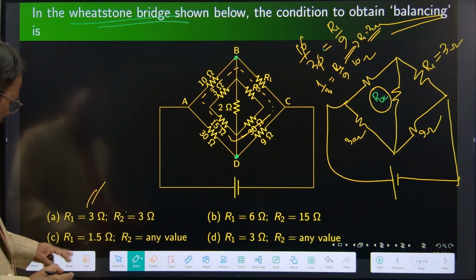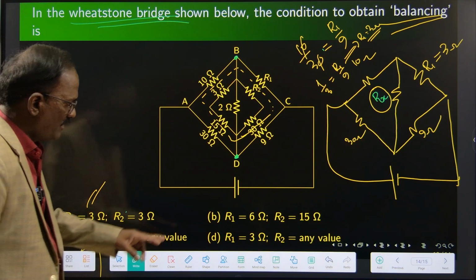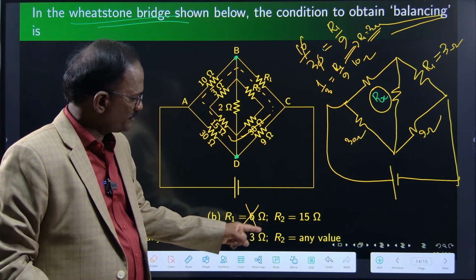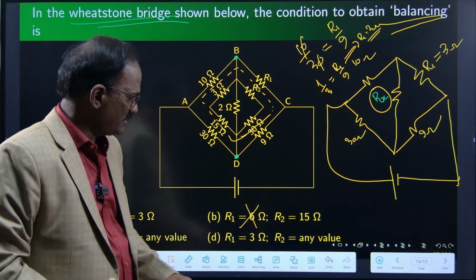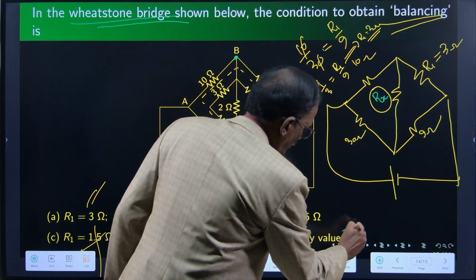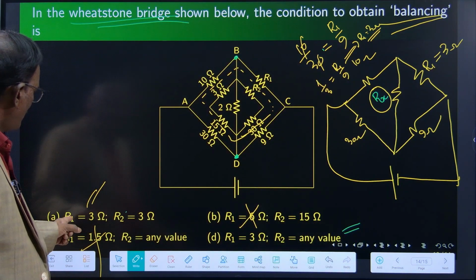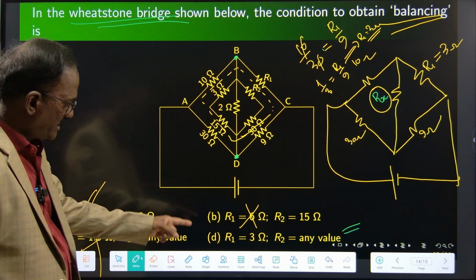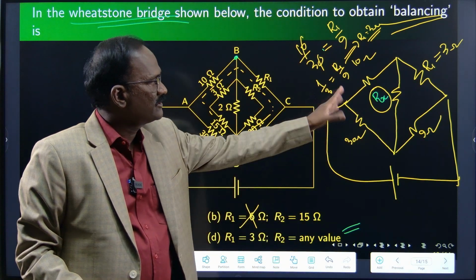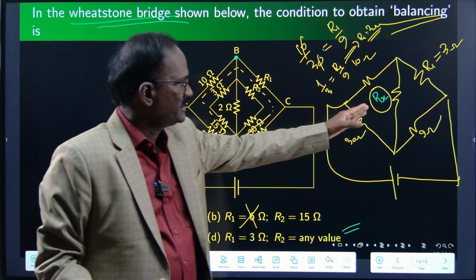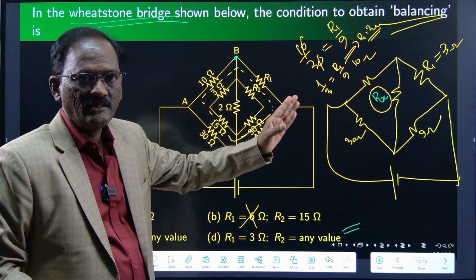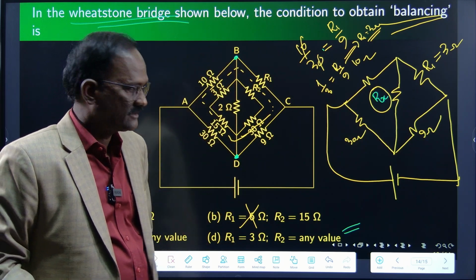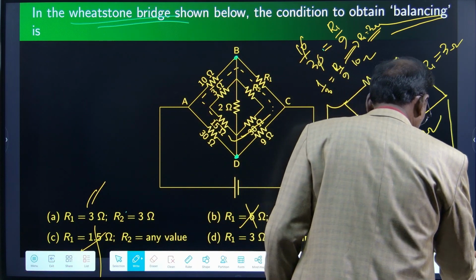This is also true. R1 is equal to 1.5 ohms. R1 is equal to 6 ohms. Here R1 is equal to 3 ohms. R2 is equal to any value. This is the most appropriate answer. R1 is equal to 3 ohms, R2 is equal to 3 ohms. This is also true. But here R1 is equal to 3 ohms, R2 is of any value. If it is any value, you won't have any current through the center branch, right? So this is the correct answer. Option D.